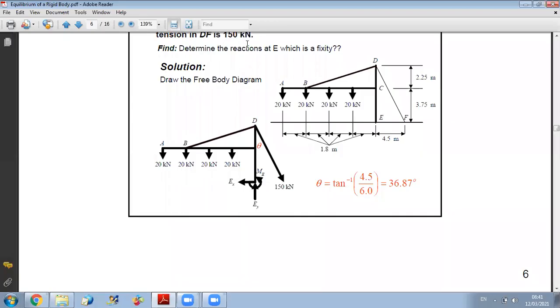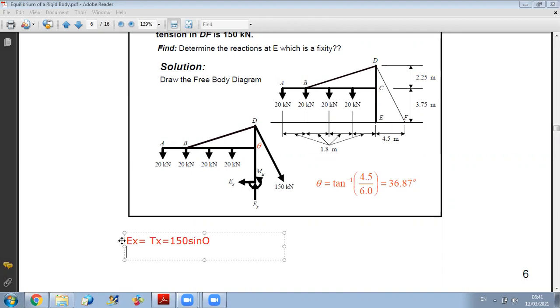Let us continue the problem. So first, the first equation I can write is that sum of Fx equals zero, which gives Ex equals Tx, which equals 150 sine theta.